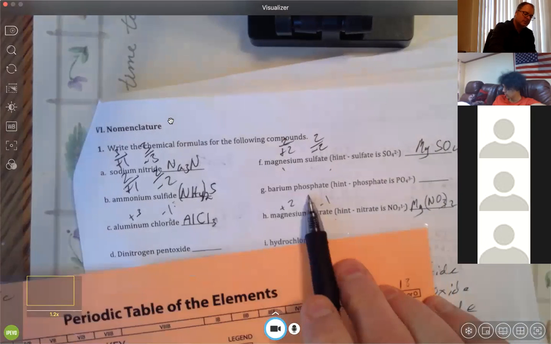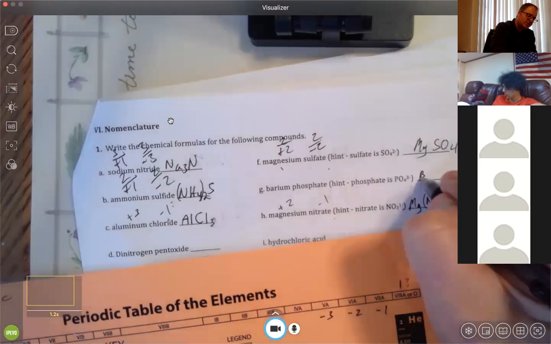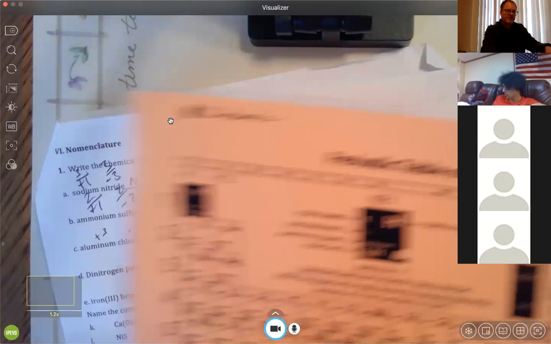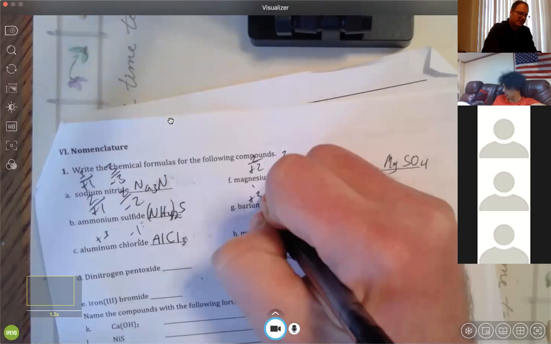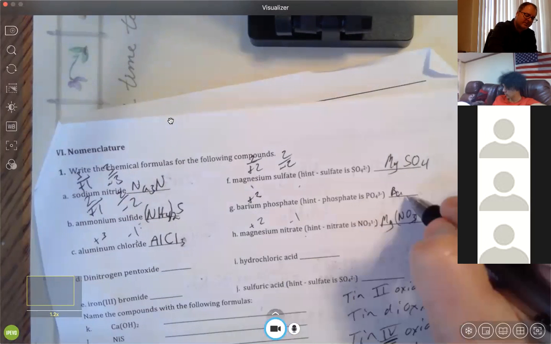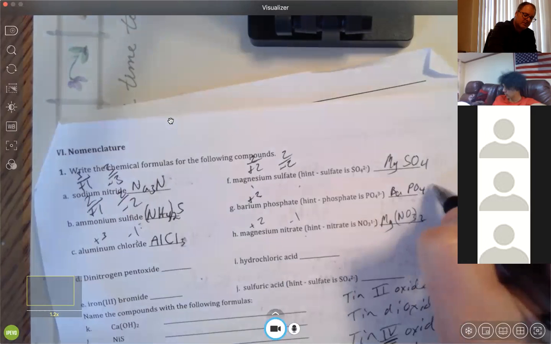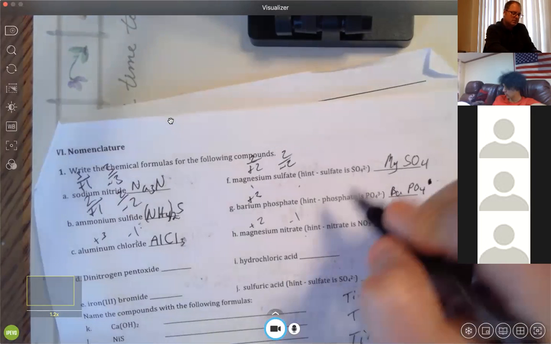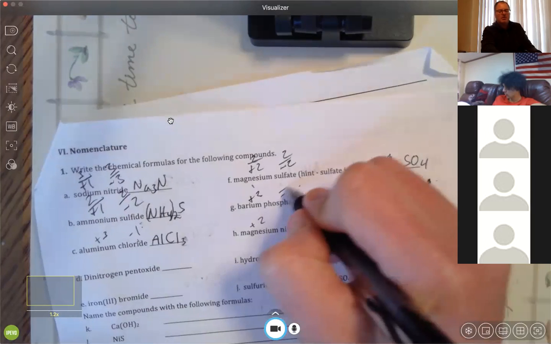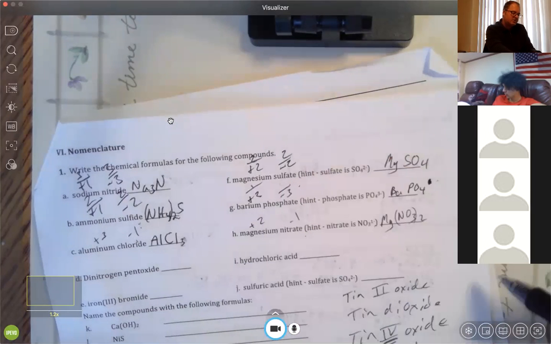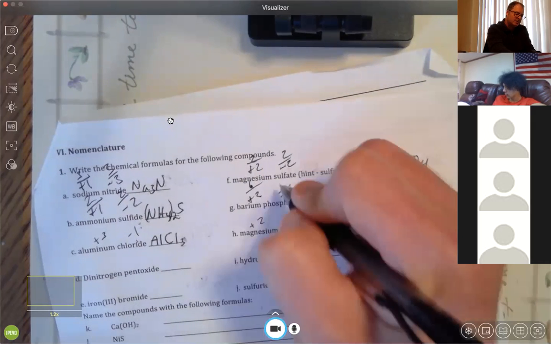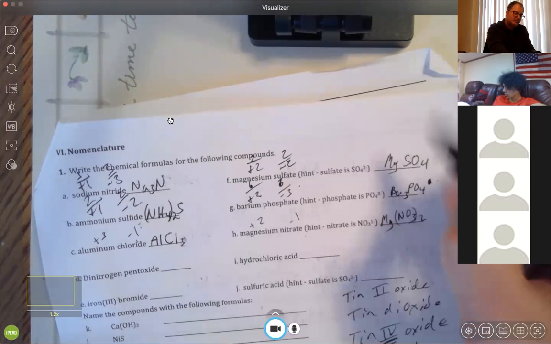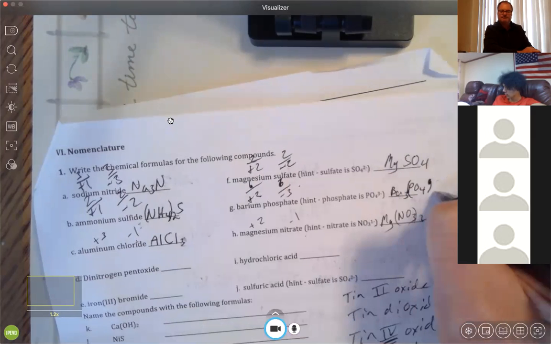Barium phosphate. Barium has a charge of +2 when we find it on the periodic table. Phosphate, well, they gave it to us, so there's no need for us to look, has a charge of -3. Don't write that on there, though. Least common multiple math: 3 and 2 is 6, so 6 divided by 2 is 3 bariums, and 6 divided by 3 is 2 phosphates.